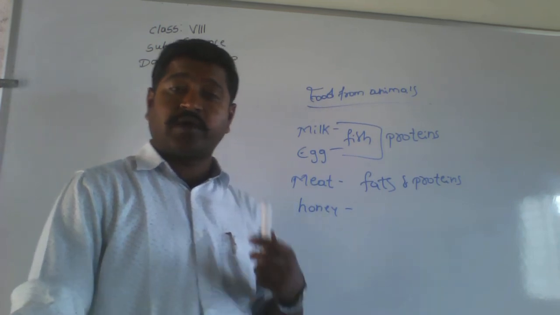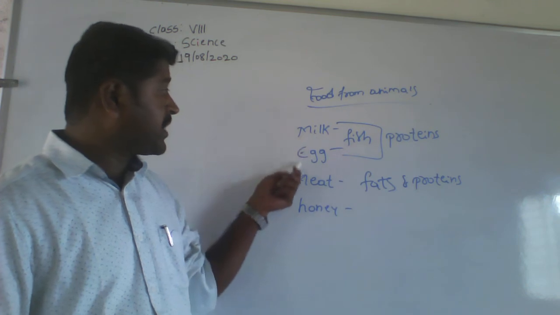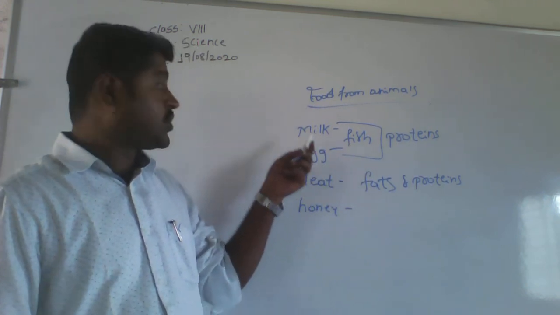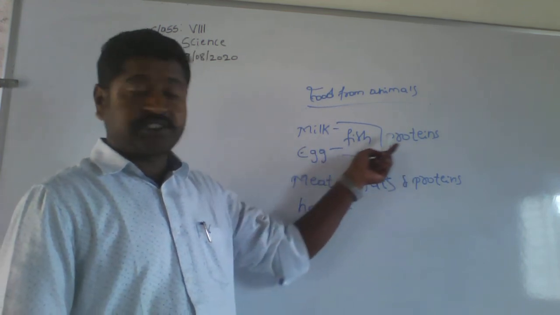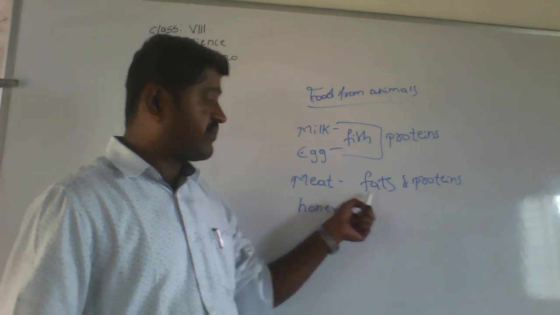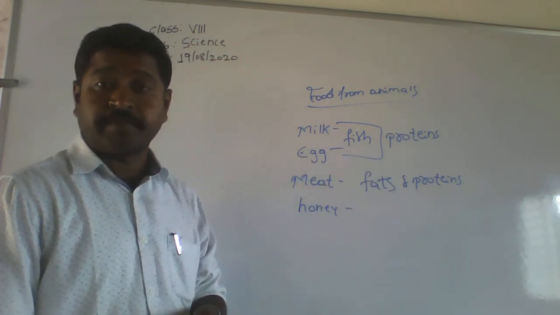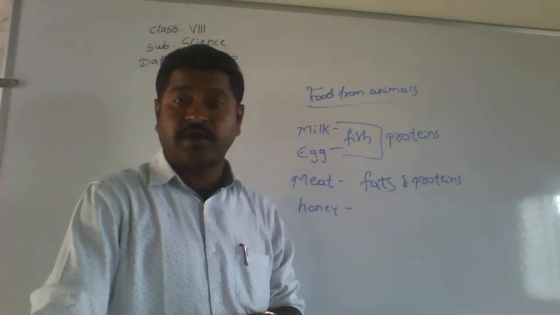Whatever food we get from animals is known as food from animals. For example, milk, egg and fish are animal products, so they are rich in proteins, whereas meat is rich in fats and proteins, and liver oil is rich in vitamin D. So these were about foods from animals.